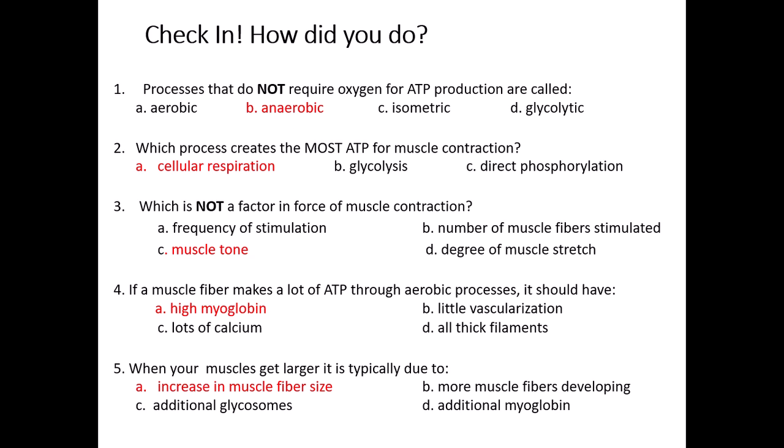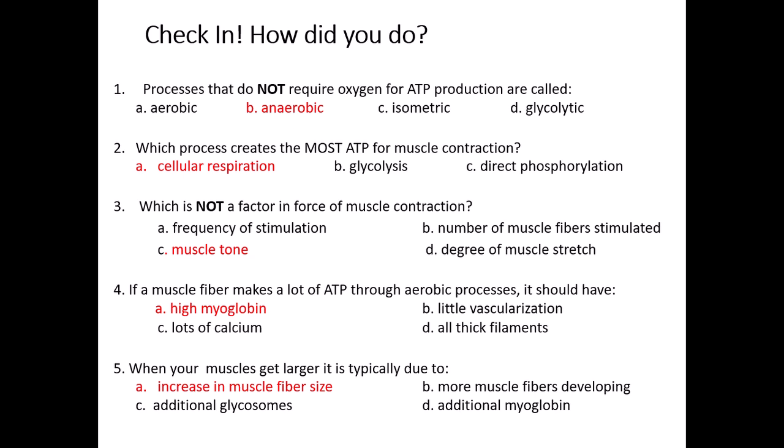That is cellular respiration. That's what's happening inside your mitochondria, which is not a factor in force of muscle contraction. So muscle tone is the oddball on the list here. Degree of muscle stretch is important. Number of muscle fibers stimulated, that's your motor recruitment. Frequency of stimulation, that's your temporal summation, but not muscle tone.